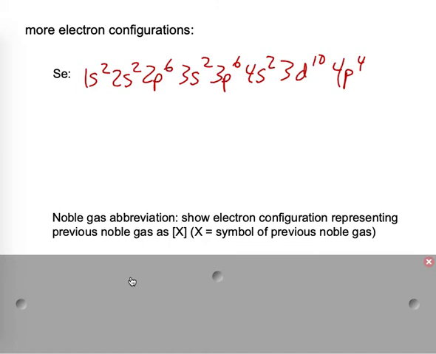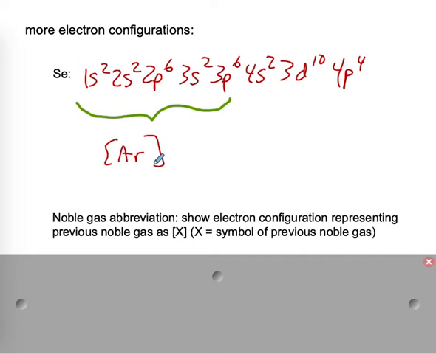Well, scientists have come up with a way to simplify this, and it is called the noble gas abbreviation. It is permissible to show the electron configuration that represents the previous noble gas, meaning the noble gas that achieved its configuration before the element whose configuration you're writing, by simply placing the symbol of the noble gas in square brackets. The noble gas that comes before selenium is argon. That corresponds to 18 electrons up to and including the 3p sublevel. So I will take these first 18 electrons and simply represent them by placing argon in square brackets.